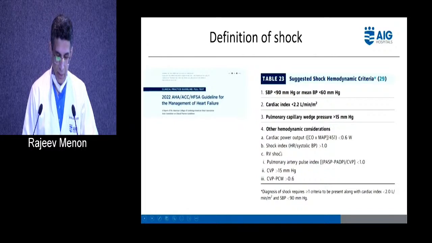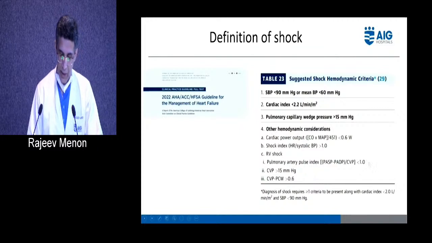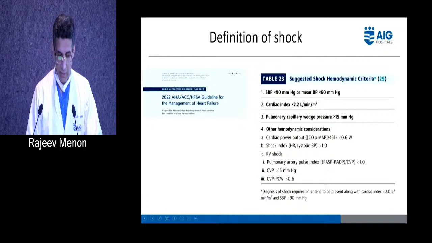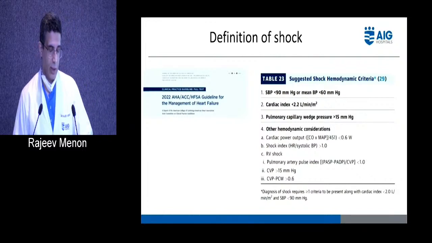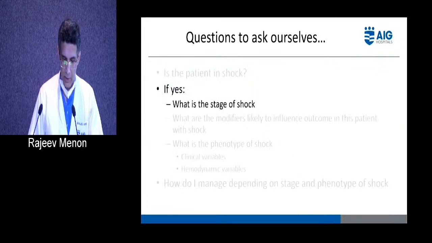And there are definite parameters for right ventricular shock, the most famous of which is the PAPI, which is the pulmonary artery pulsatility index, where you take the systolic pressure, subtract the diastolic pressure and divide it by the central venous pressure. And if it is less than 1, it indicates that the patient is in RV failure. CVP, of course, if it's more than 15, and the CVP to pulmonary capillary wedge ratio of more than 0.6. So we need to look into all these parameters to make sure that we are not missing a patient who is either in impending shock or is in shock proper.